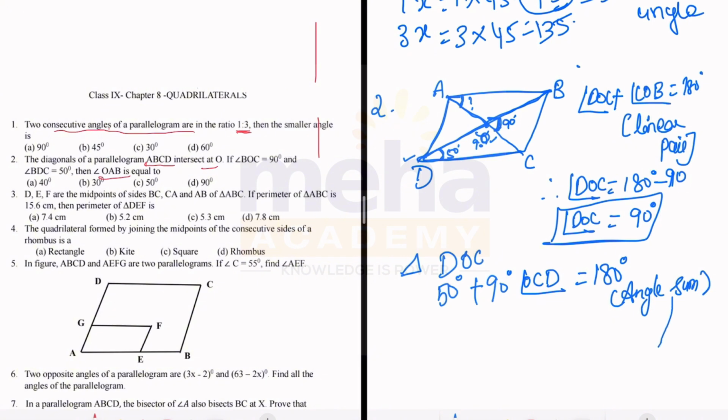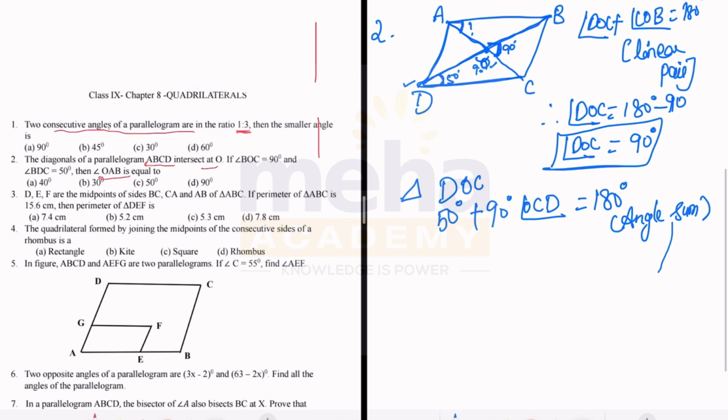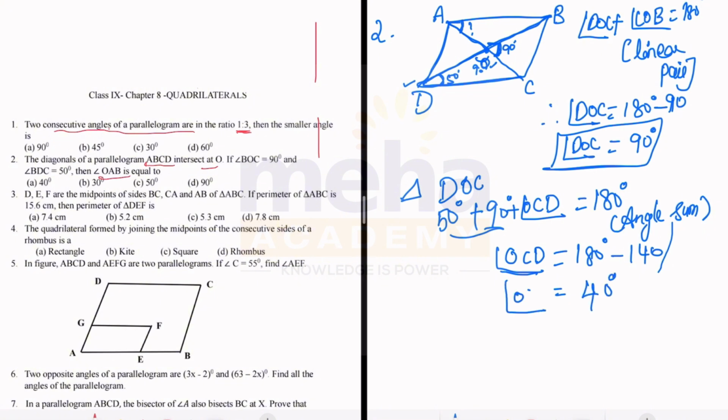So now OCD will be given by, if we move these two to the other side, it becomes 180 minus 140, that would be equal to 40 degree. So angle OCD is equal to 40 degree. So this angle we have as 40 degree. So we have found angle OCD. So we need to find angle OAB.